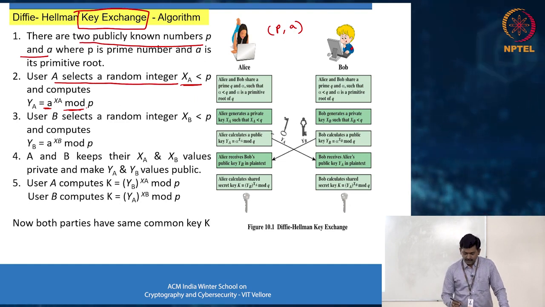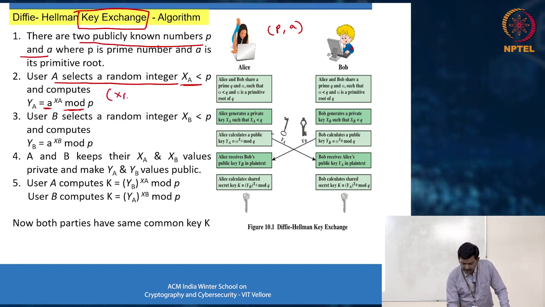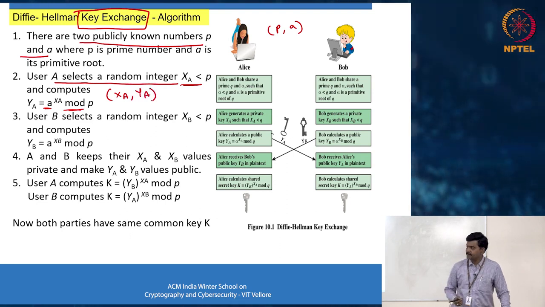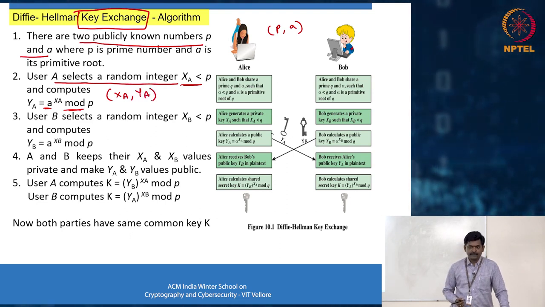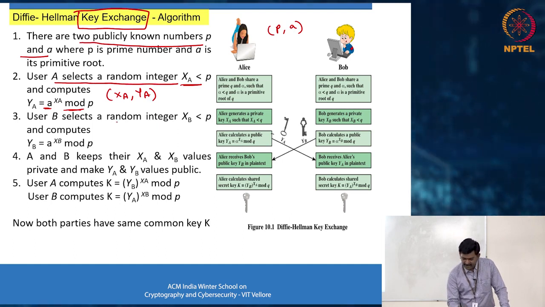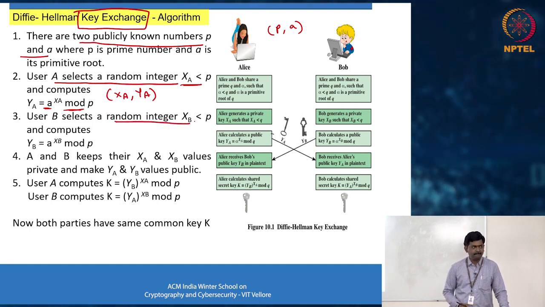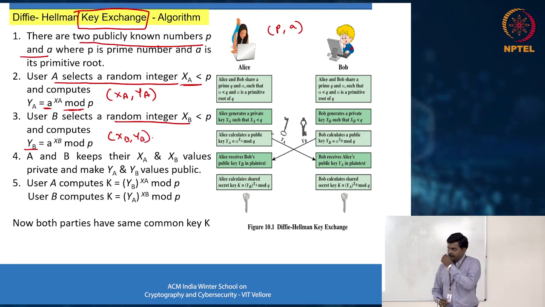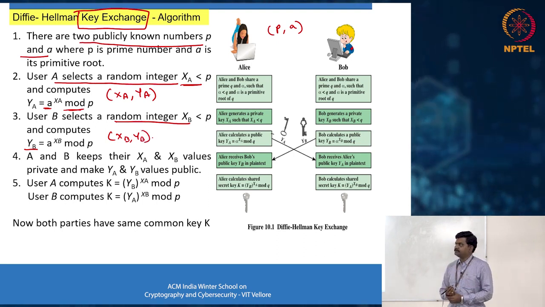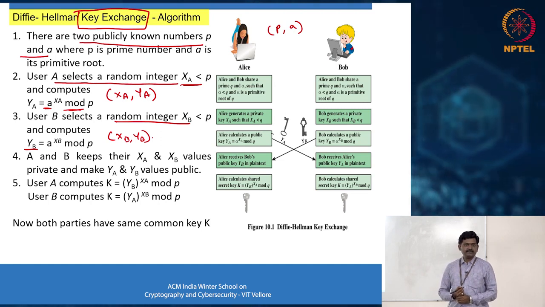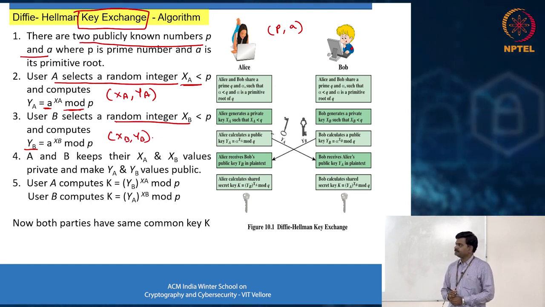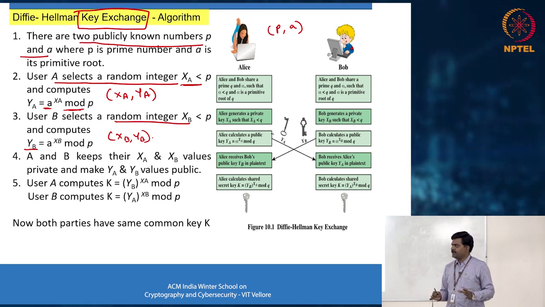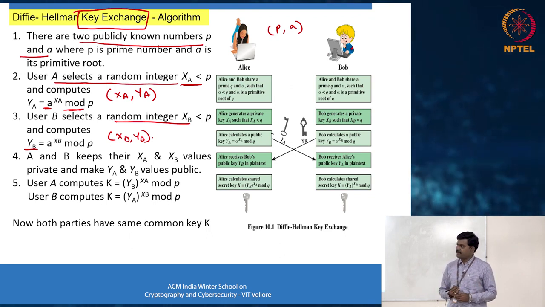By this step, Alice has xa and ya, right? Now, what did Bob do? Bob selected a random integer called xb, and from that Bob calculated yb in the same manner. What is the manner? Primitive root to the power of the xb value at mod p. Both sides have calculated: Alice has xa and ya, Bob has xb and yb.